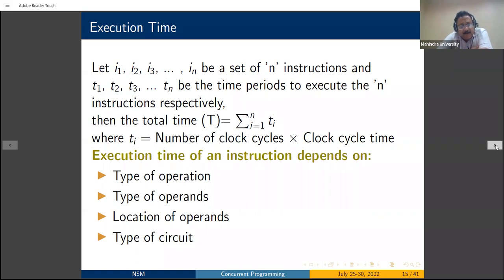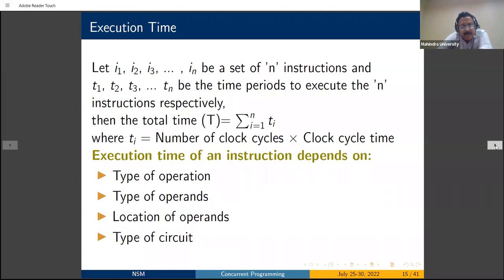When you look at that program, let I1, I2, and so on, In be the set of n instructions. We know that each instruction is going to take a different amount of time. Let T1, T2, up to Tn be the time periods to execute those n instructions. Total time of that program is the sum of Ti, where i is from 1 to n. Here Ti is the time to execute the ith instruction.